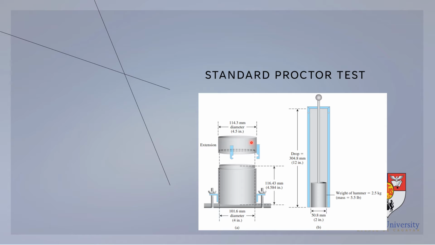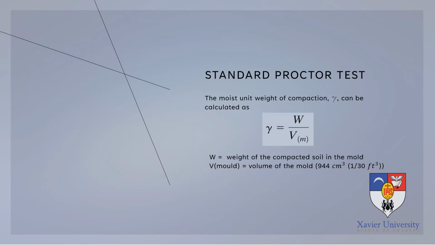So what are the dimensions, no? We have 4.5 inches as the outside diameter, but the inside diameter is actually 4 inches, and we have the extension which will later on be removed during weighing of our mold filled with compacted soil. So first is the rammer, no, which will be dropped to compact the soil that you put into this mold.